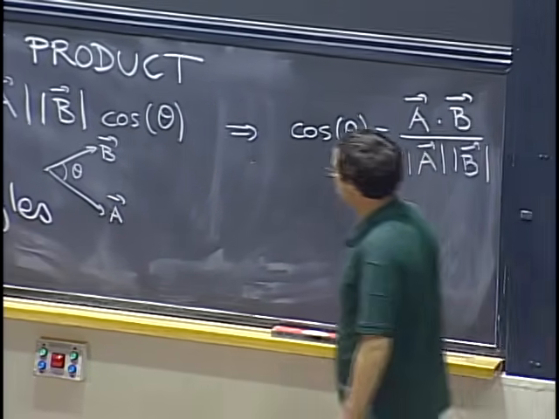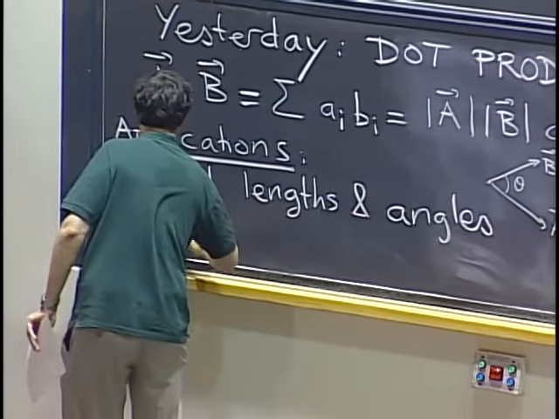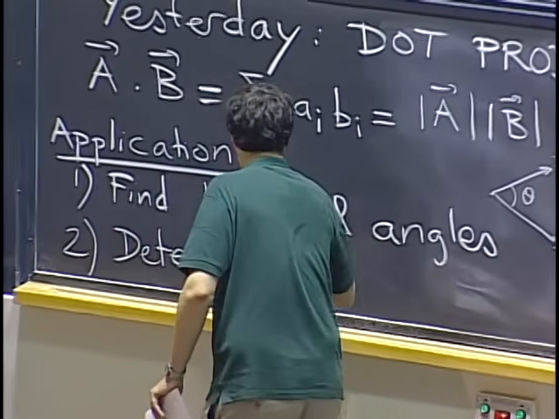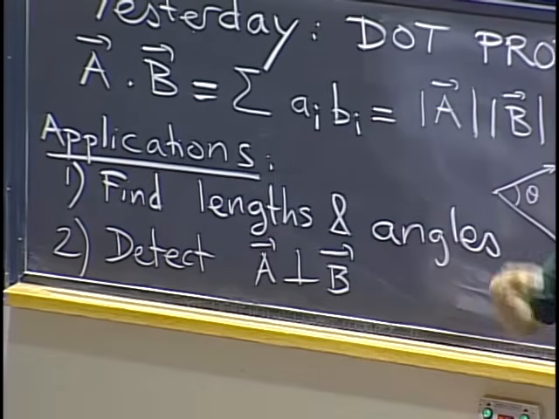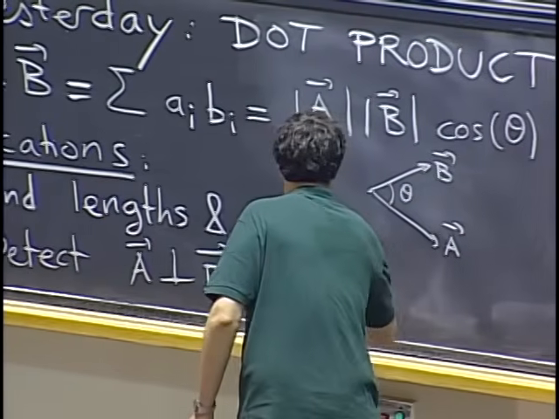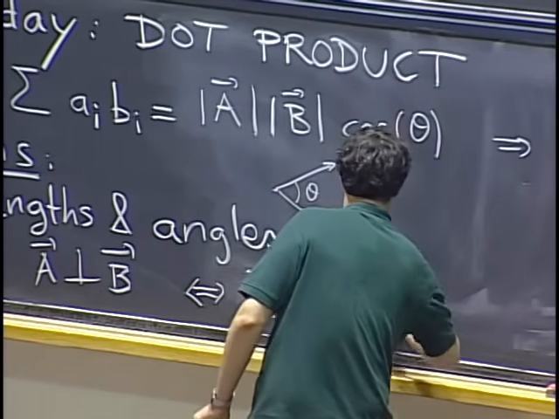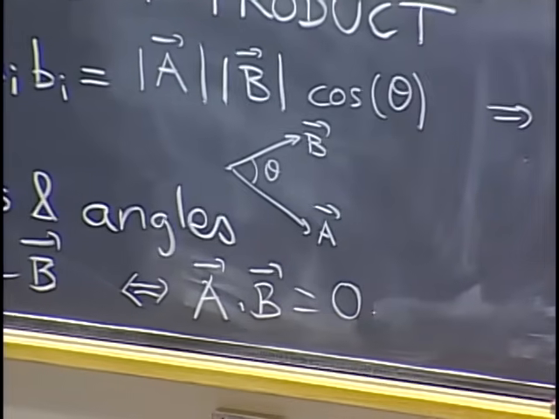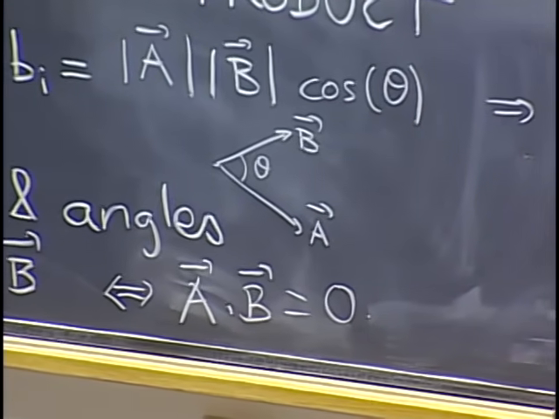Another application that we have is to detect whether two vectors are perpendicular. To decide if two vectors are perpendicular to each other, all we have to do is compute their dot product and see if we get 0.